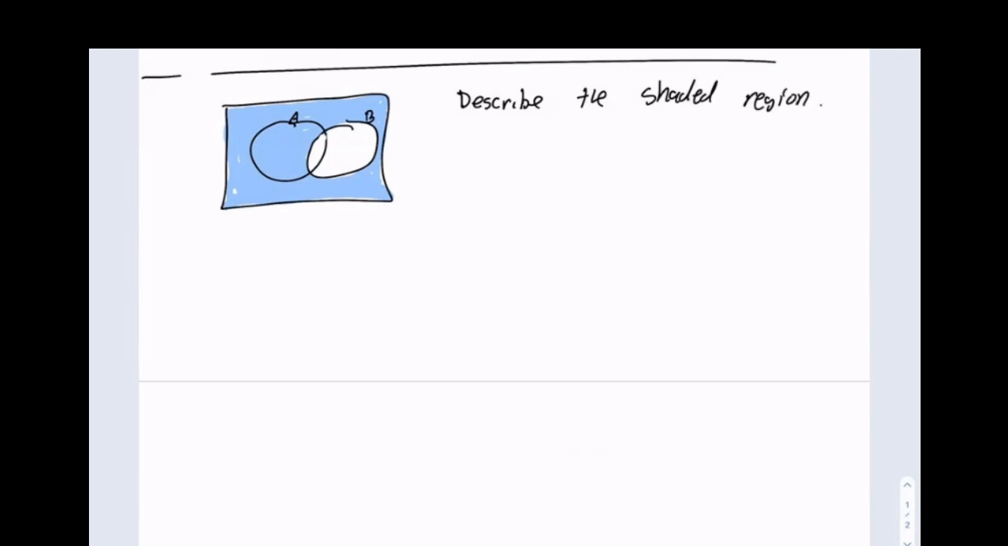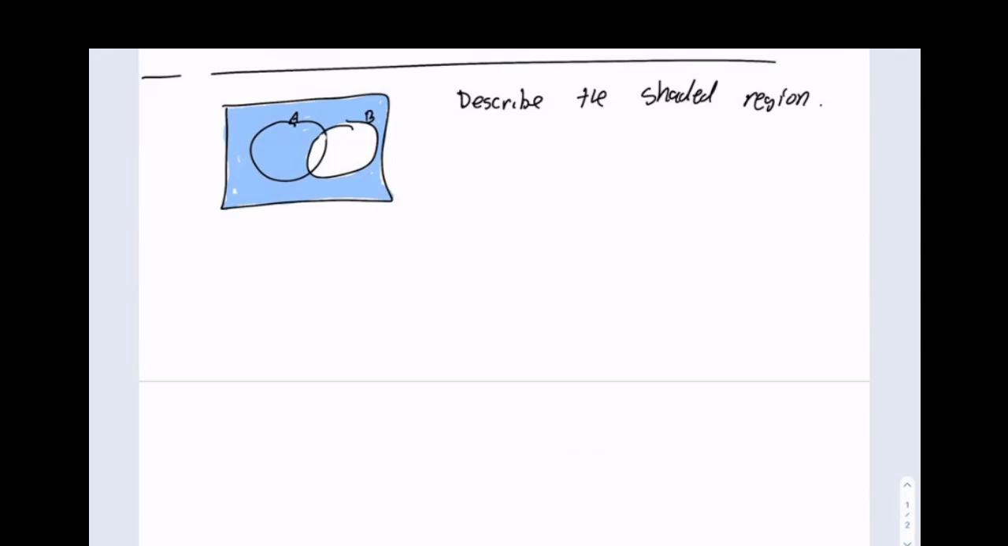we describe the shaded region. Do both events matter? Does the shaded region take into account both events? Yes or no? The answer is no. Does event B matter in the shaded region? The answer is yes.